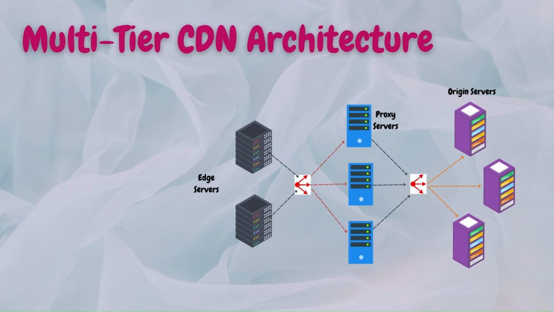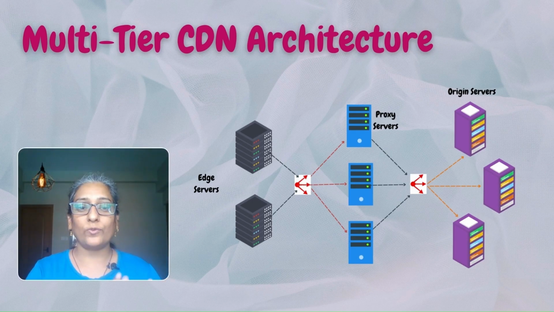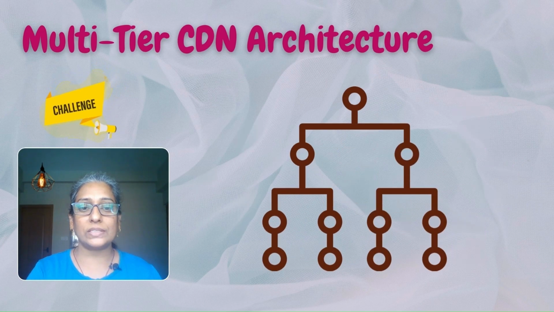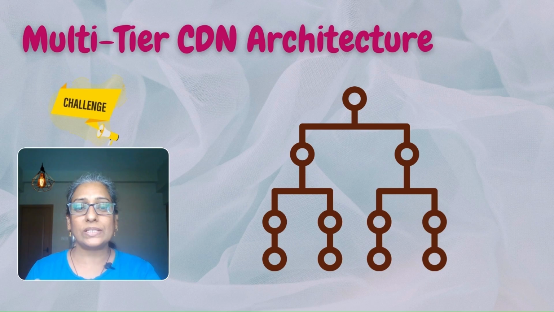In a content delivery network, distributing the content to a large number of edge and proxy servers simultaneously while minimizing the burden on origin servers is a critical challenge. To address this challenge, CDNs implement a tree-like structure to facilitate efficient data distribution from the origin server to the CDN servers.